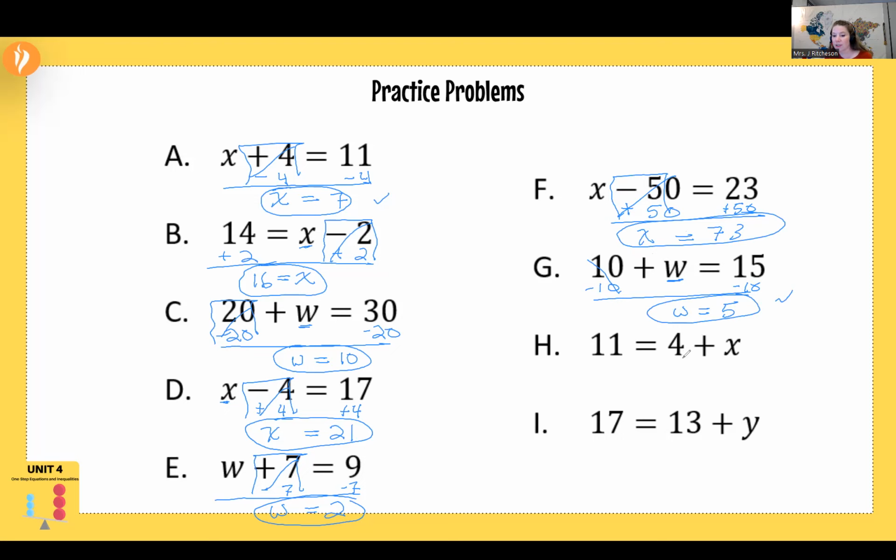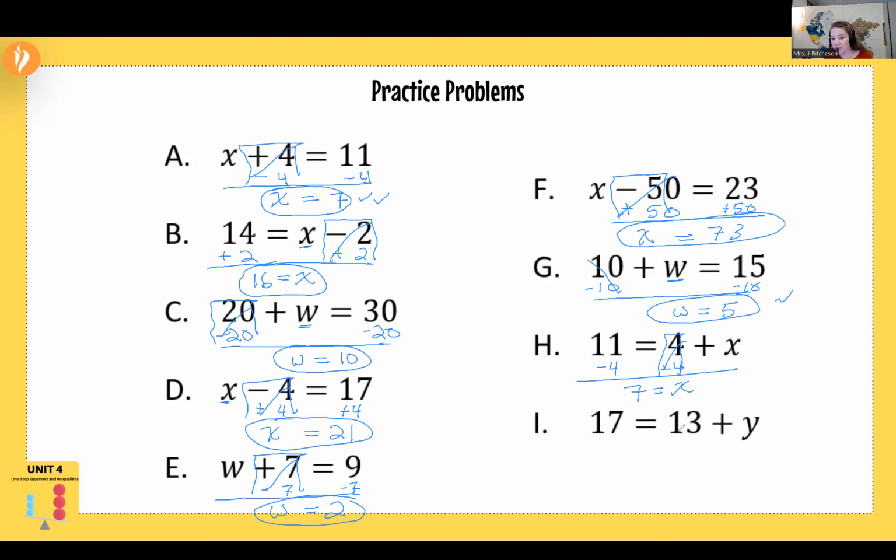All right, letter H. Where is our variable? It's over here with a positive 4. How do I get rid of a positive 4? I'm going to subtract 4 from both sides. So x is equal to 7. We did that one actually right there. Same thing.